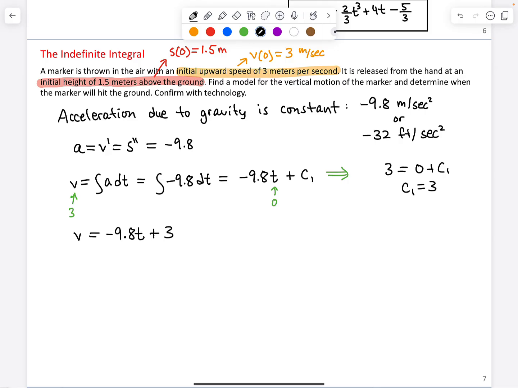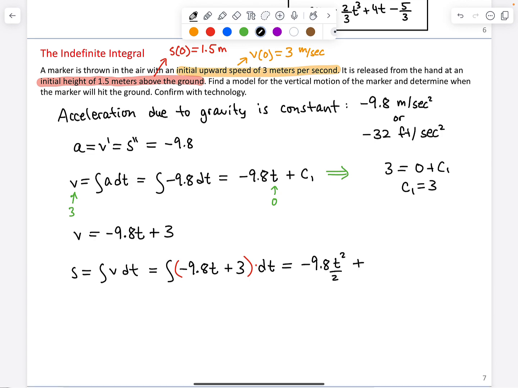And now I can figure out position by integrating velocity. So we're going to integrate negative 9.8t plus 3 dt. There's an implied set of parentheses around here, and this is implied multiplication with the dt. But we can integrate term by term. So the negative 9.8 will stay. The power on the t will increase to 2, and we'll divide by that new power. Then plus, and the integral of 3 with respect to t will be 3t. And then plus a new constant I'll call c2.